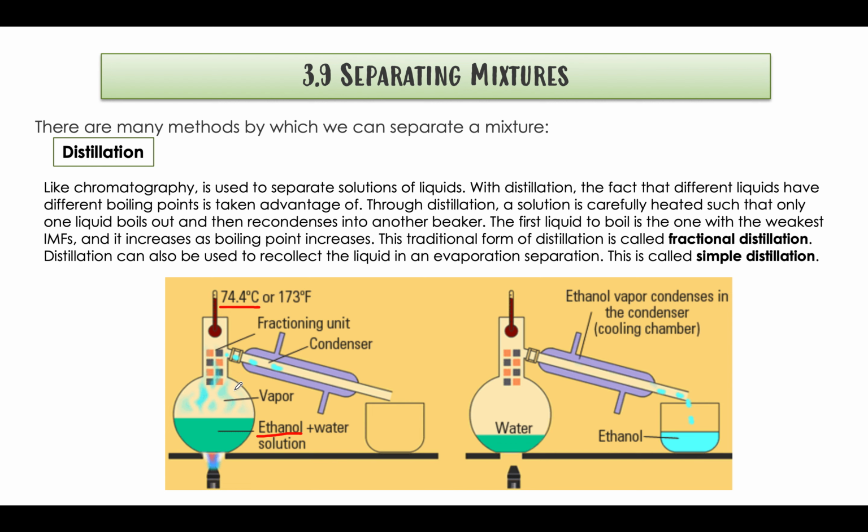The first liquid to boil is the one with the weakest intermolecular forces, because if it has a lower boiling point, it has weaker intermolecular forces, and this increases as the boiling point increases. This traditional form of distillation is called fractional distillation. Distillation can also be used to recollect the liquid in evaporation separation. This is called simple distillation. If it is evaporation, that just means that it's not heated. It's just going to eventually evaporate out into the ethanol. And when we're actually heating it to its boiling point, eventually the ethanol is going to evaporate out.